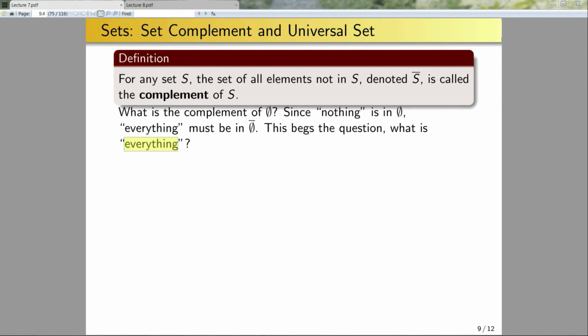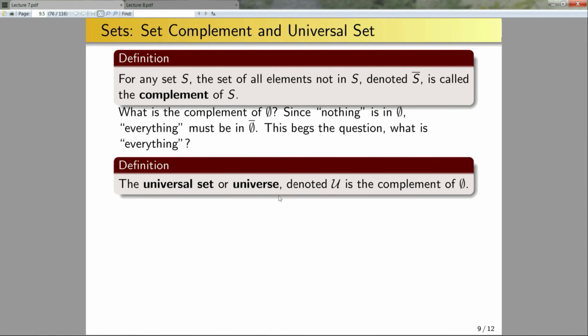And the last 2 slides of this lecture will talk about some of the arguments of why the set of everything isn't really defined, or formally doesn't exist, within naive set theory. So enough abstraction for now. We will define the universal set, or the universe, denoted by this fancy U, to be the complement of the null set. So again, this doesn't really fix this problem of what everything is. I'm just defining it to be this new set U.